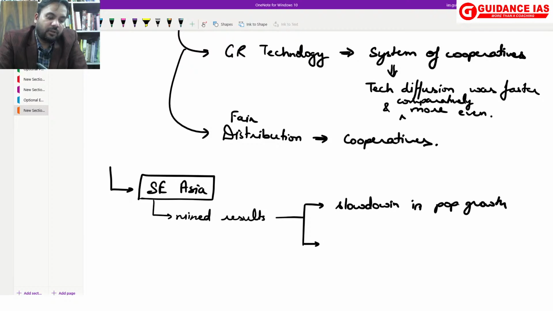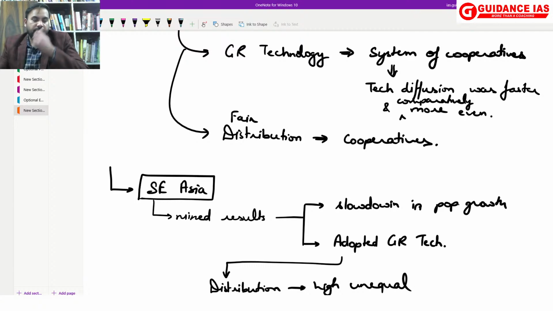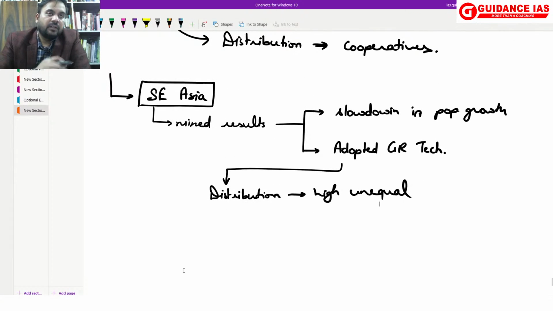and they also adopted the green revolution technology. However, with respect to the distribution, it has remained highly unequal. Okay. Also, with respect to technology, their economy has progressed in some of the countries like Singapore, Indonesia. So overall, there is mixed results.